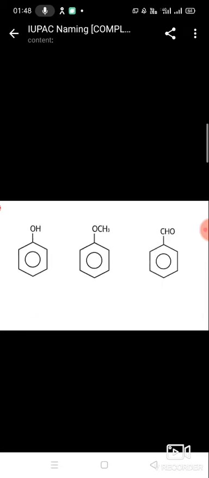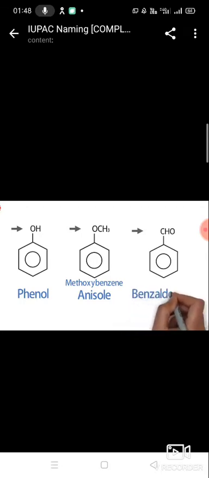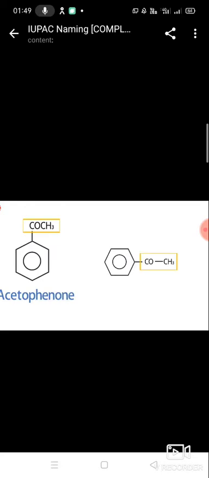Learn all those compounds. Look at this first compound. An OH group is present on this cyclic compound. It is phenol, a very important one. Cyclic compound with OH. Next one, methoxybenzene, with an OCH3 group, is known as anisole. Next, an aldehyde is present, so benzaldehyde. Next, a COCH3 group is present, so acetophenone.